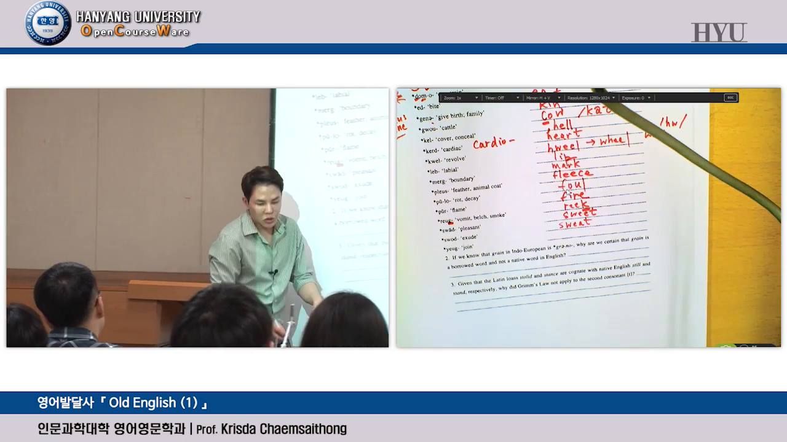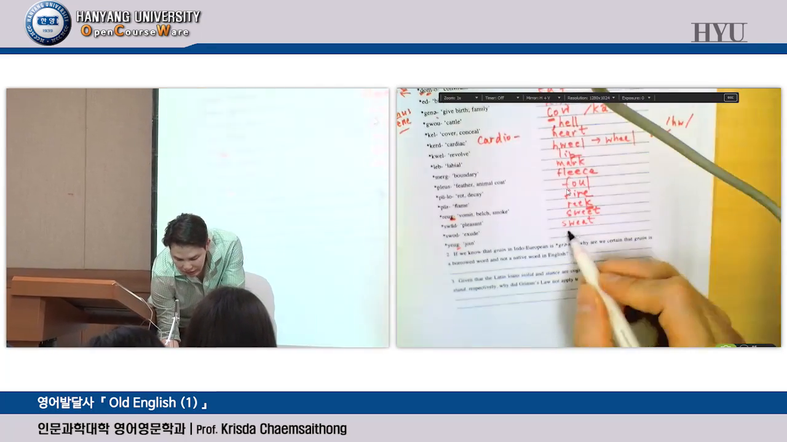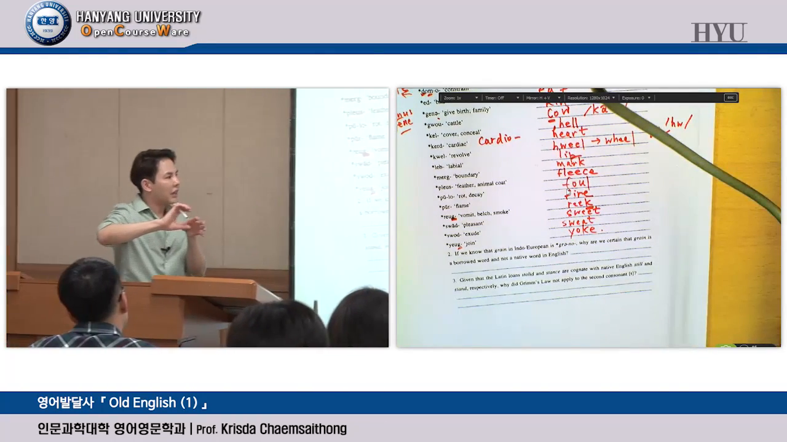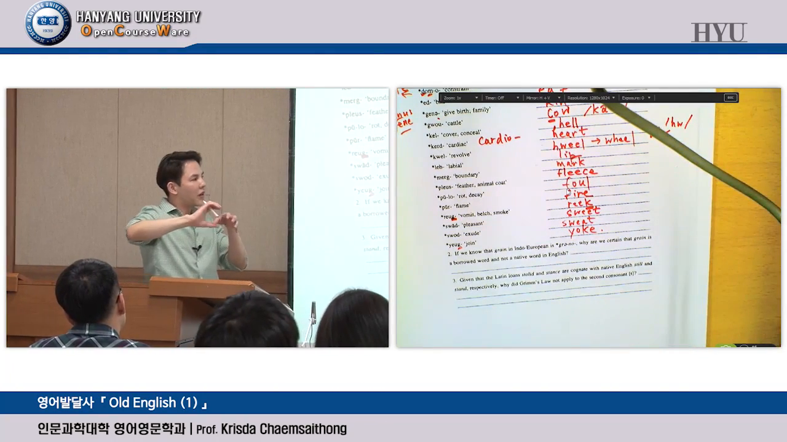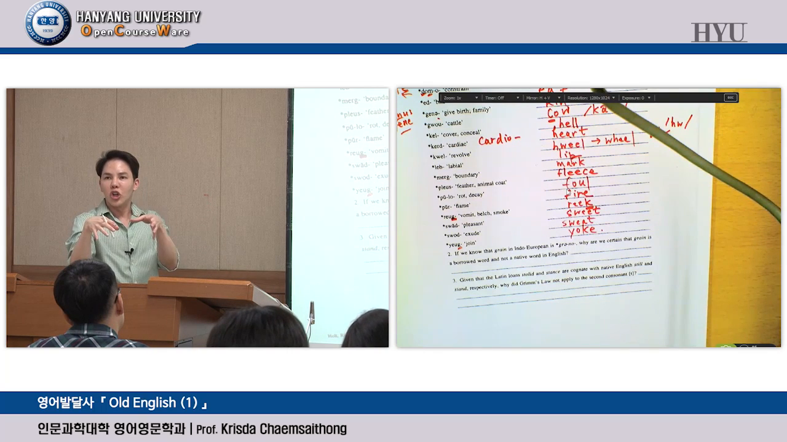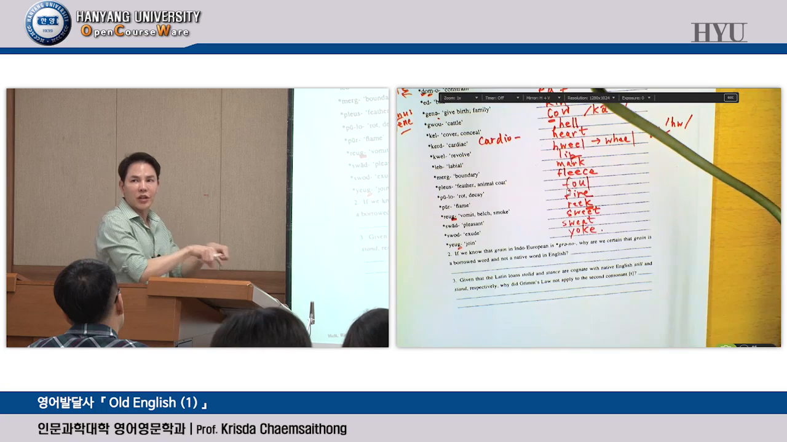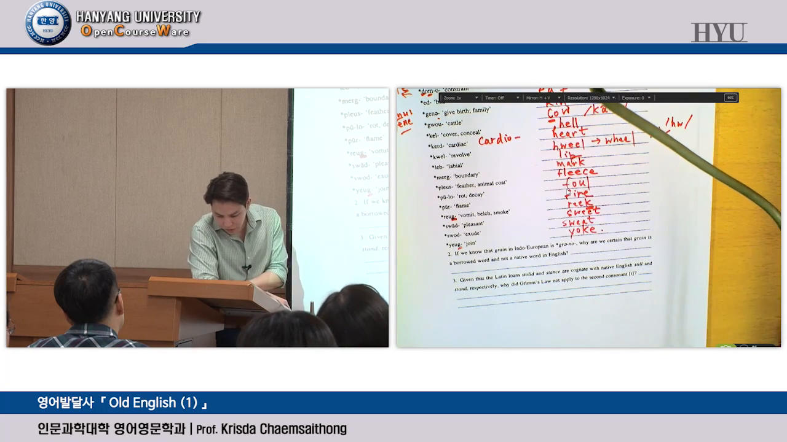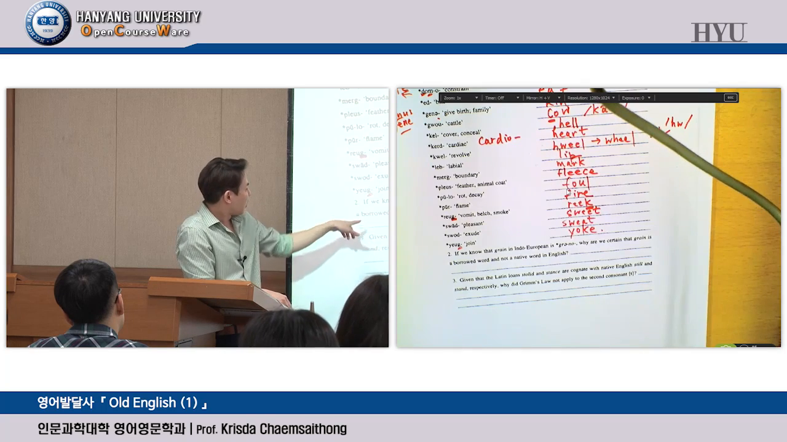Finally, this one is difficult. To join, there's only the G that changed. So yoke. You know, yoke is a kind of device that you use to join two cows together, like that, when you use them in agriculture. So yoke is to join, like that. Okay. So number 2, we have number 2 here.